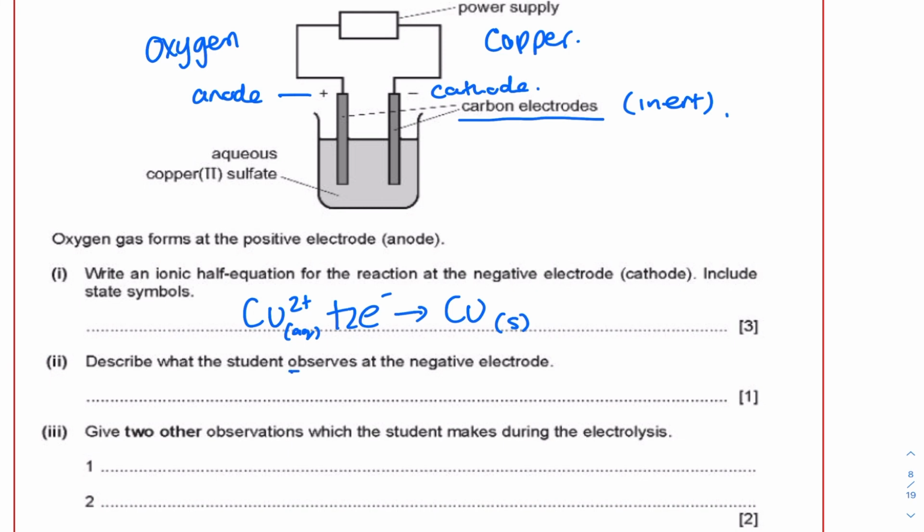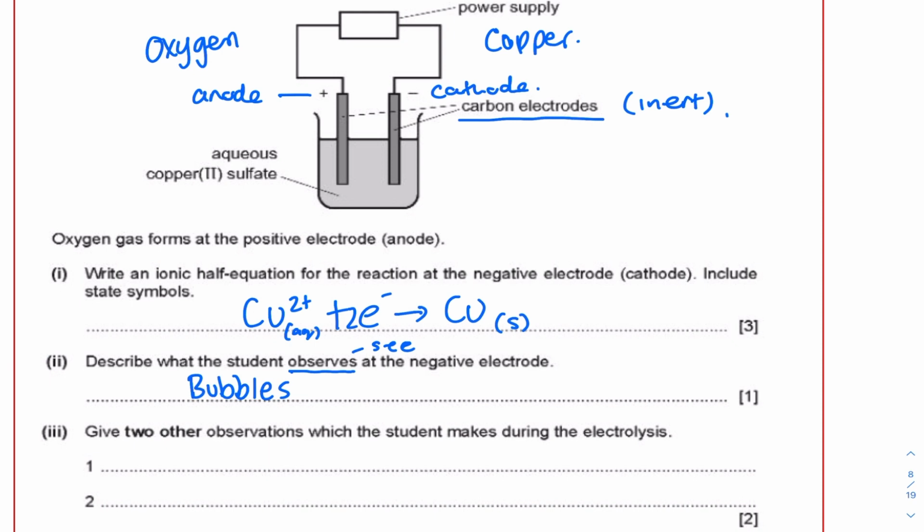Describe what the student observes at the negative electrode. Now remember, this is the key word, observes here. It means what will you see with your eyes. So at the negative electrode, because we've got a gas being made, we will have bubbles. So you will see bubbles.